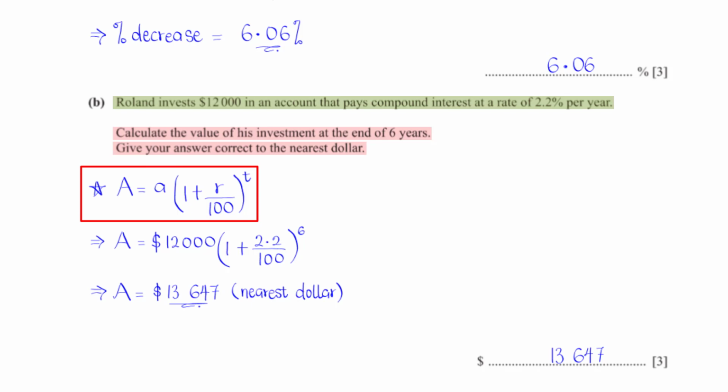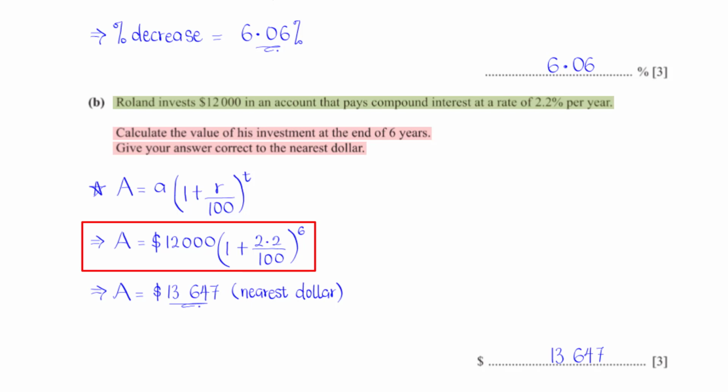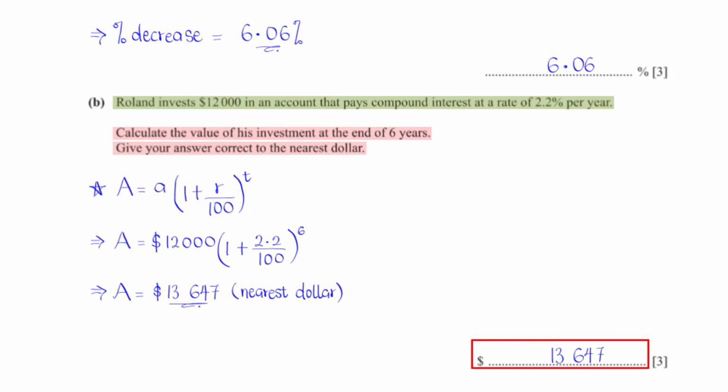Big A represents the final value of the investment, which is what we are finding. Small a represents the initial value of the investment, which is $12,000. R is the annual rate, which is 2.2%, and T is the time duration in years for the investment, which is 6. When we type this into the calculator, we get $13,647 rounded to the nearest dollar.